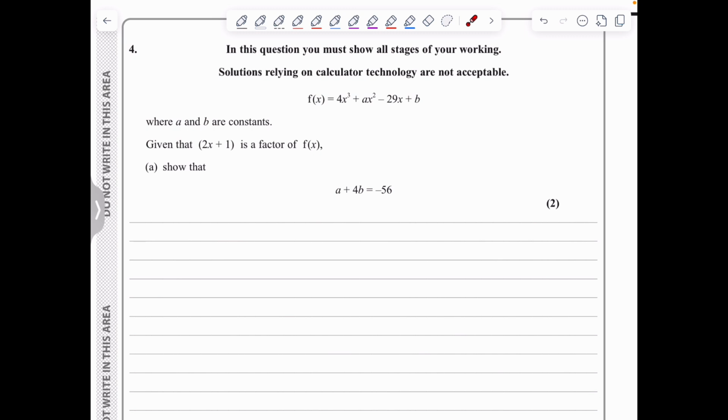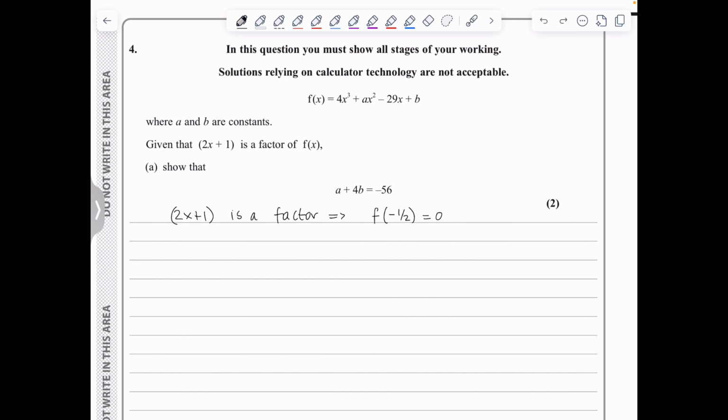In question 4, we've got f of x here, a cubic in x with unknown constants a and b, and we are told that 2x plus 1 is a factor of f of x, and we need to show that this leads to a plus 4b is negative 56. Let's start with the factor theorem. If 2x plus 1 is a factor, this means that f of minus a half is 0.